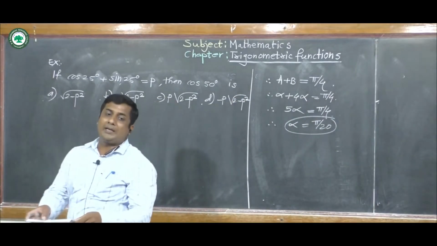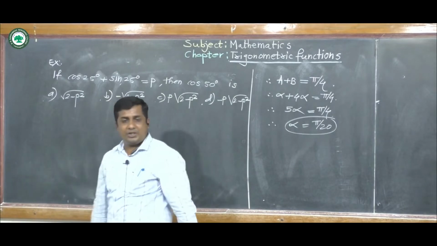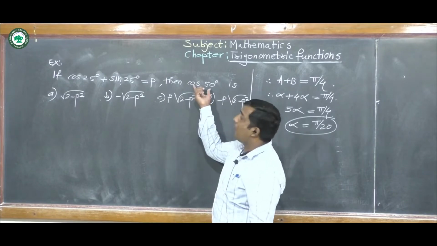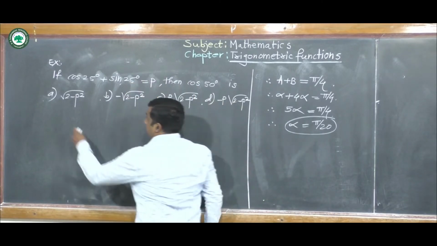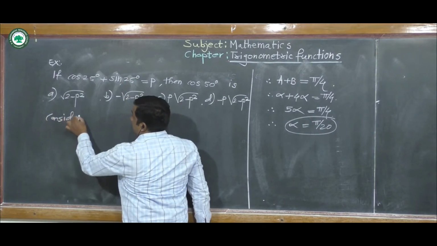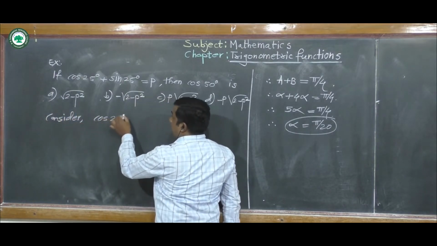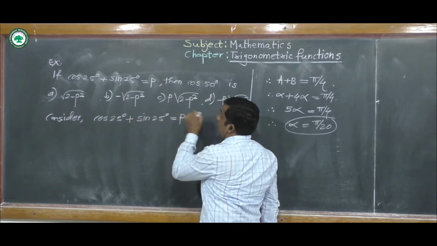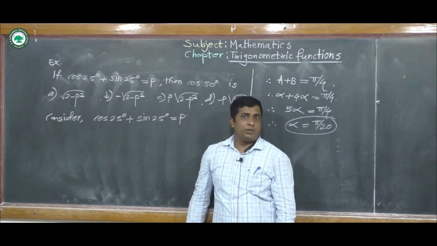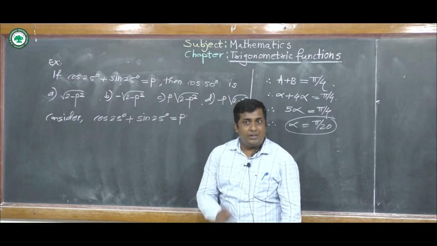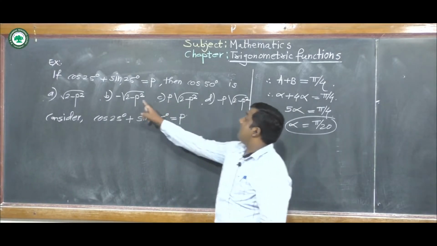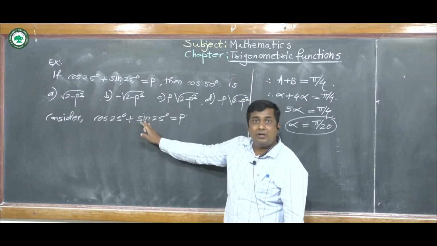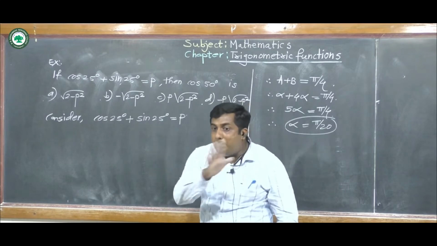We have to find the correct option by using the given relation, that is, the value for cos of 50 degree. To find it, we consider the given relation again: cos of 25 degree plus sine of 25 degree is equal to p. Now remember one thing: in every option, p square is given. So using this relation, firstly we find p square.